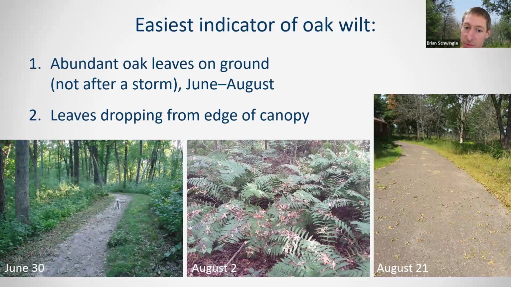But again, to review, the easiest indicator, the best indicator of oak wilt is rapid and total leaf drop on red oaks. Look at all those leaves. That's June 30th on a trail in Lebanon Hills Regional Park. See all those leaves on the trail? That's oak wilt.